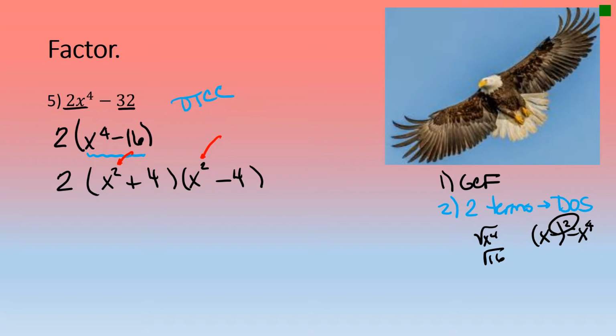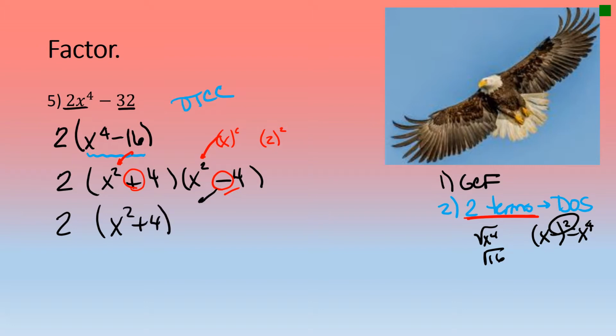So if you have squares, we're going back to 2 terms. Is this a difference? No. Is this a difference? Yes. Are these both perfect squares? Yup. This is the square of x, and this is the square of 2. So I have to leave the 2. I have to leave the x squared plus 4. I'm going to take this and break it down into a difference of squares, plus and minus.